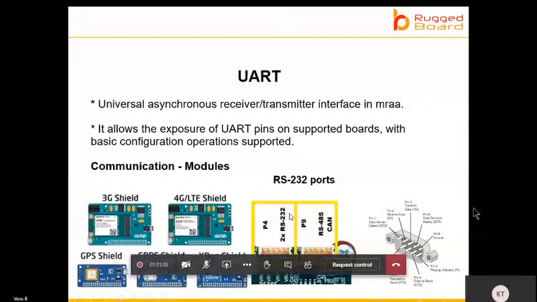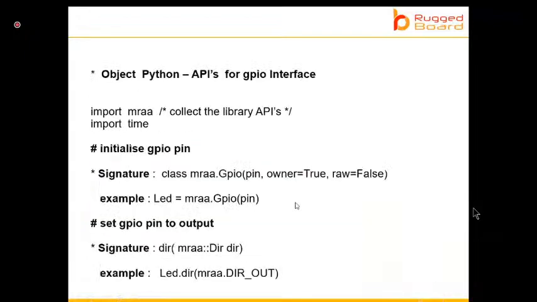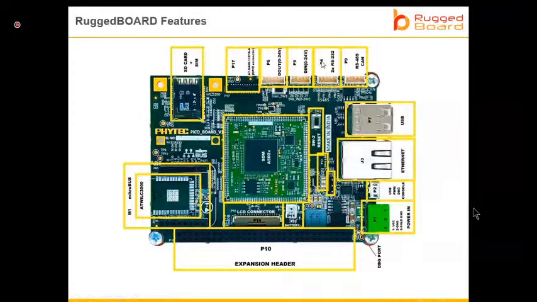Here what you can see is you have two RS-232s. Most of the shields will be either TTL or RS-232. You have to make sure you are connecting only RS-232 devices over here. If you have a TTL device, you have to connect it over the microbus connector. So on the rugged board, when you want to connect serial devices, use P4 when it is RS-232, and if it is TTL, use microbus. Over microbus, you have the UART pins basically.